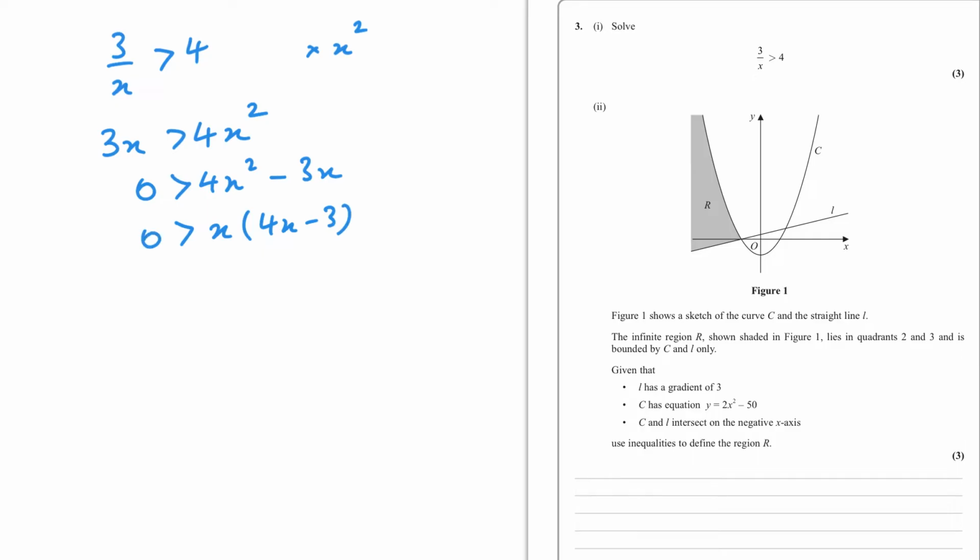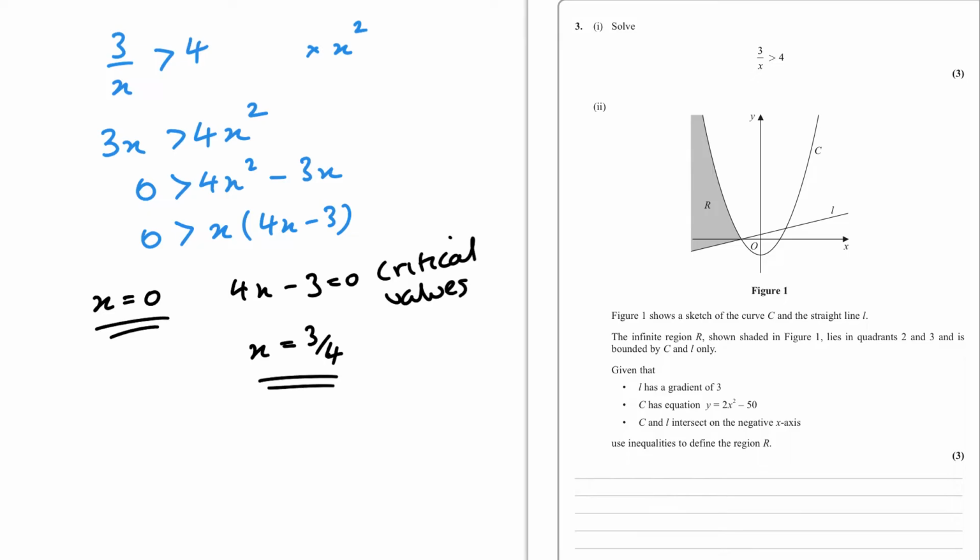And then we can see that we have two possible scenarios here. Now these are going to be our critical values, and we're going to assume that it equals 0 rather than looking at the inequality sign. So we can see that x is going to be equal to 3/4, and x equals 0.